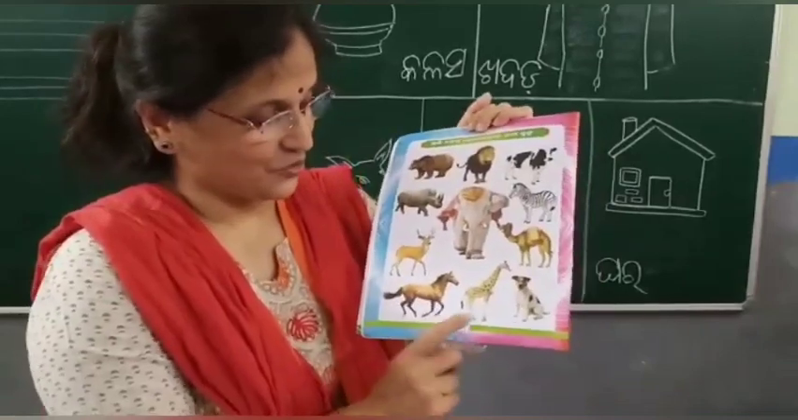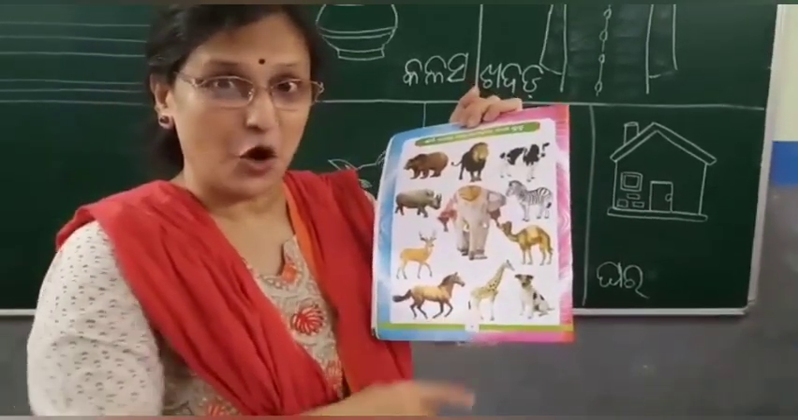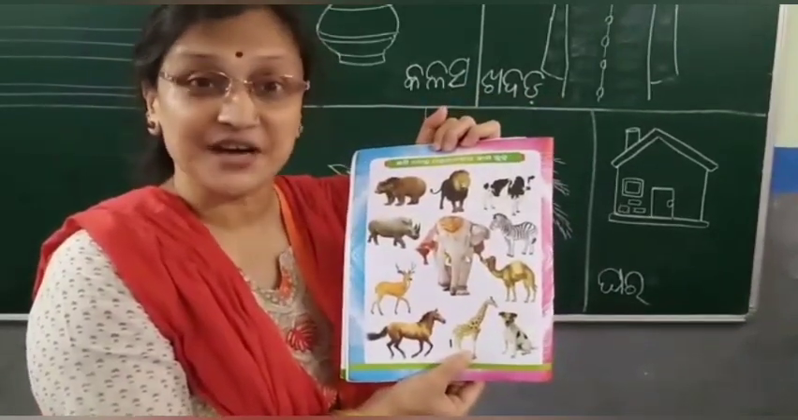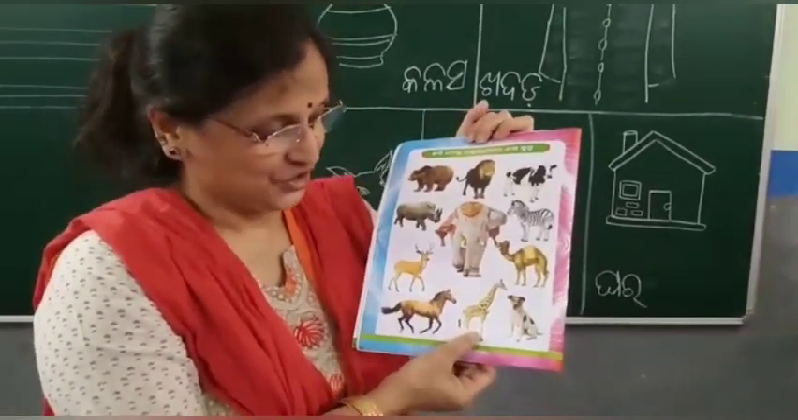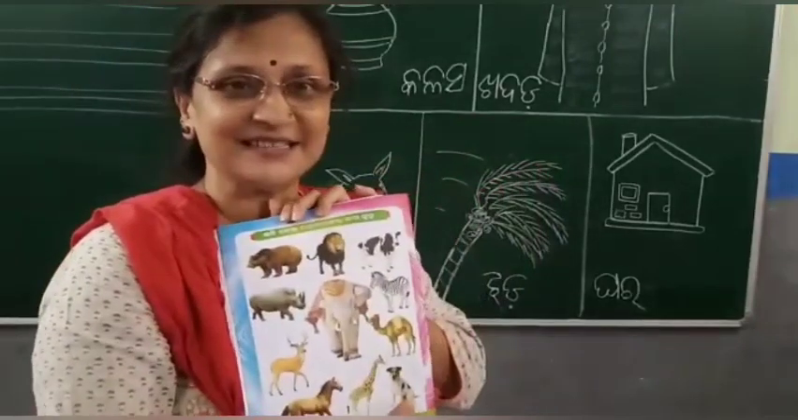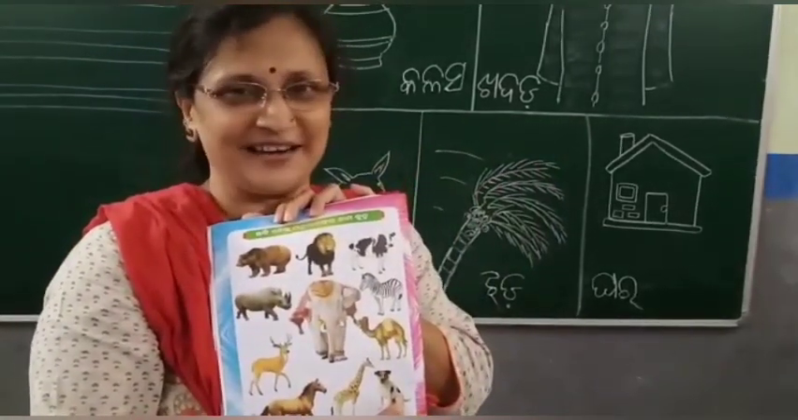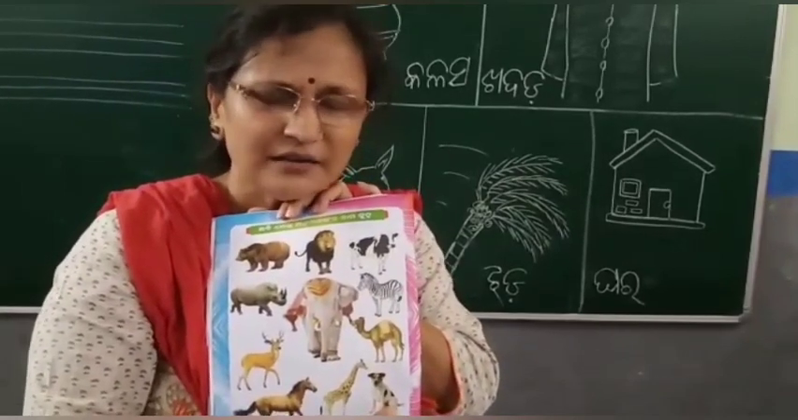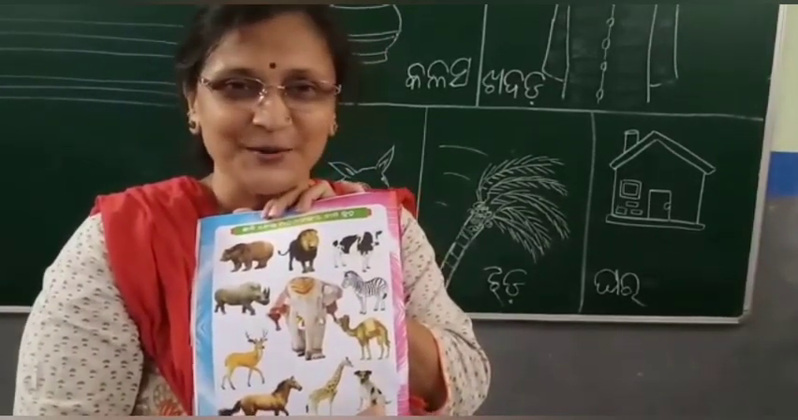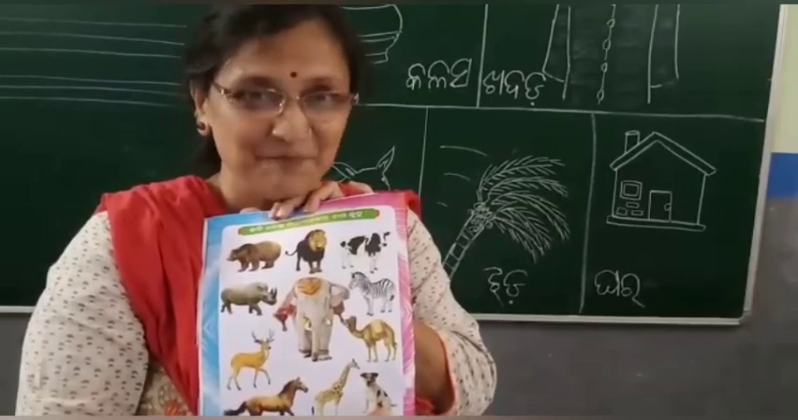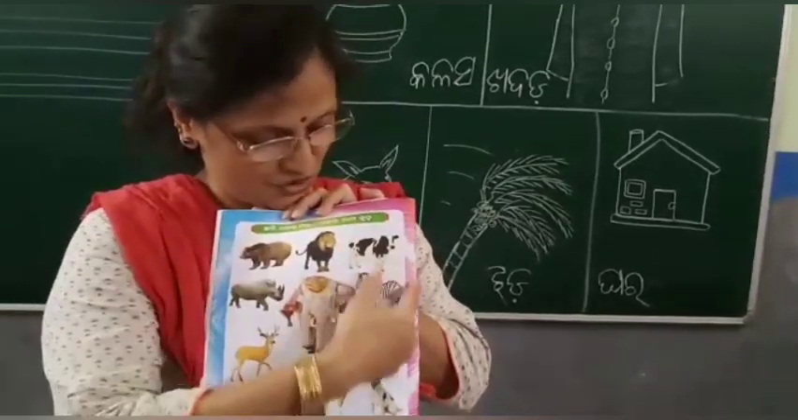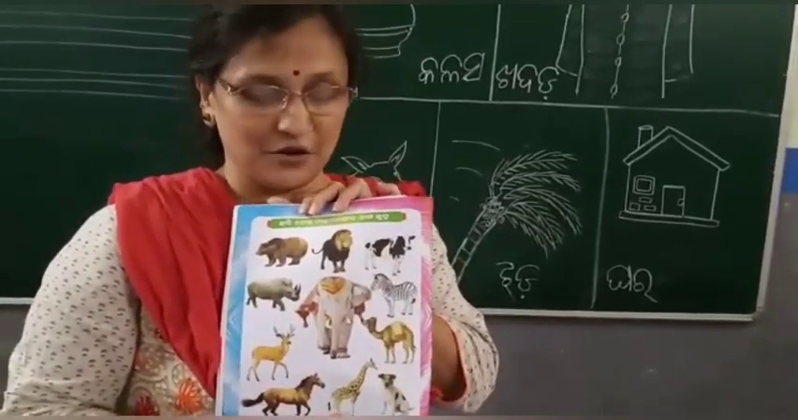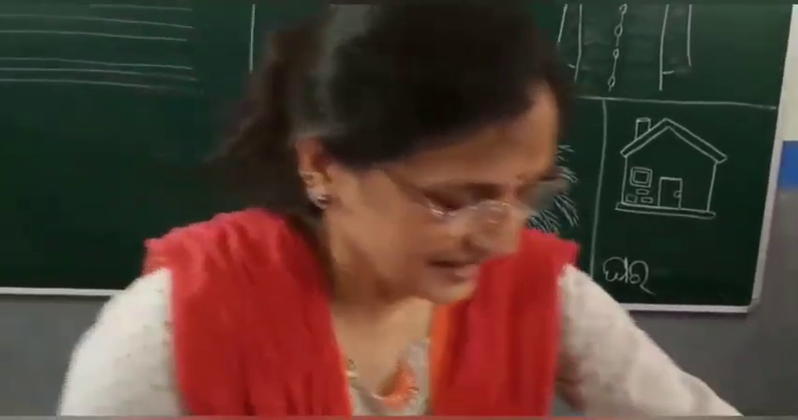Yes, very good. Then the tallest one, with a long neck. What is this? Giraffe. Then this one is a lovely pet. Dog, which is called in Odia, what do you call it in Odia? Kukura. We keep him as a pet. Now have all of you come to know all these animals in Odia? Very good. Let's start the letters.